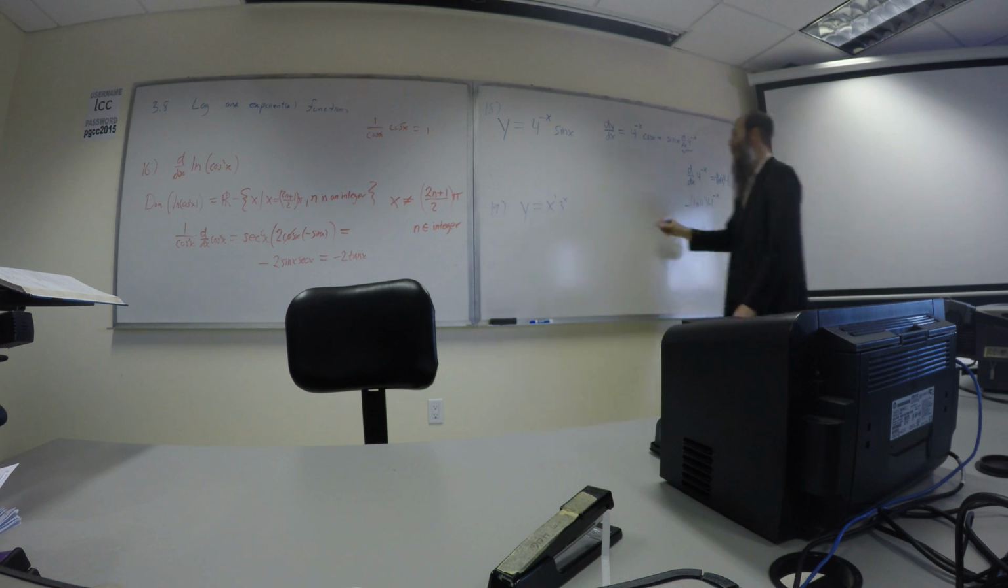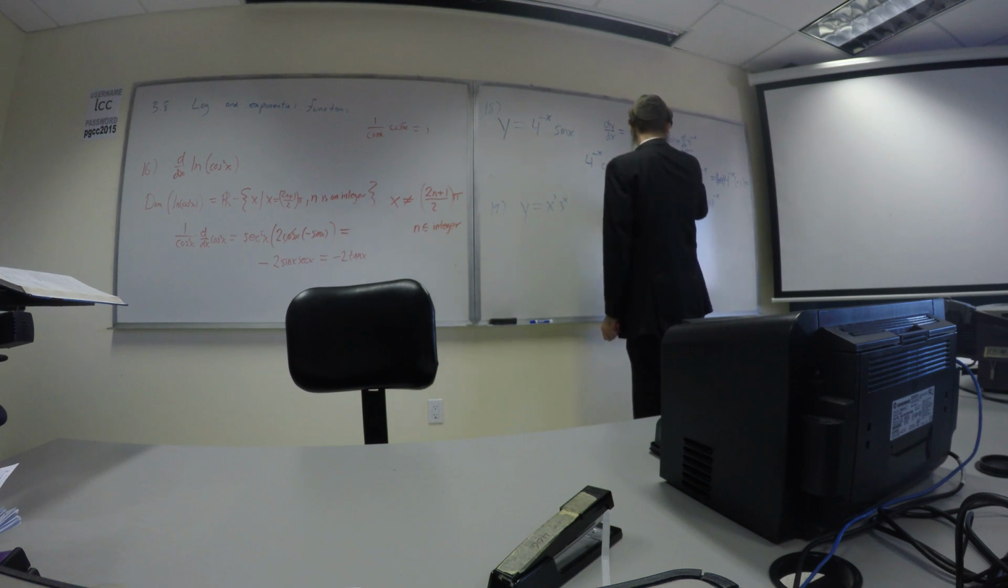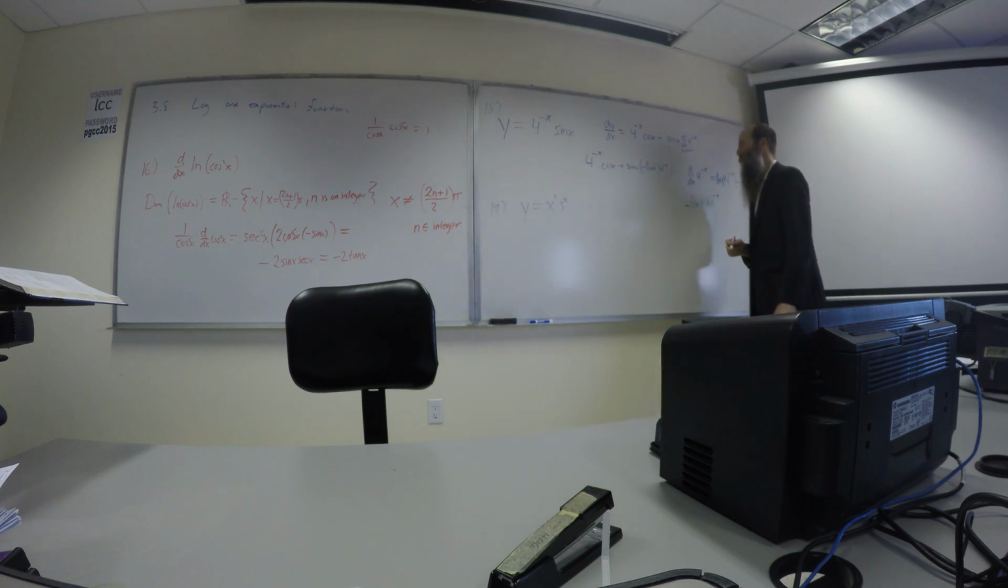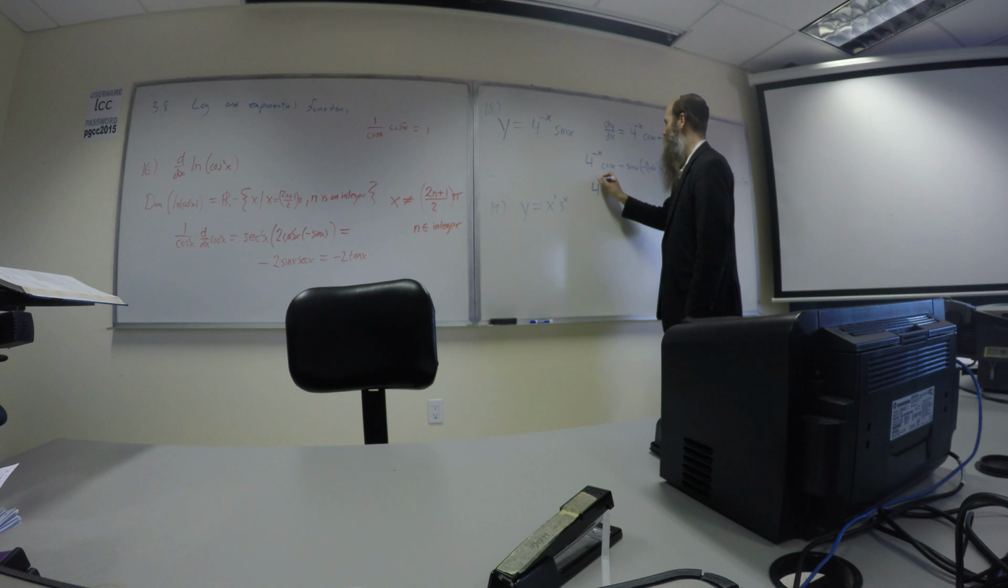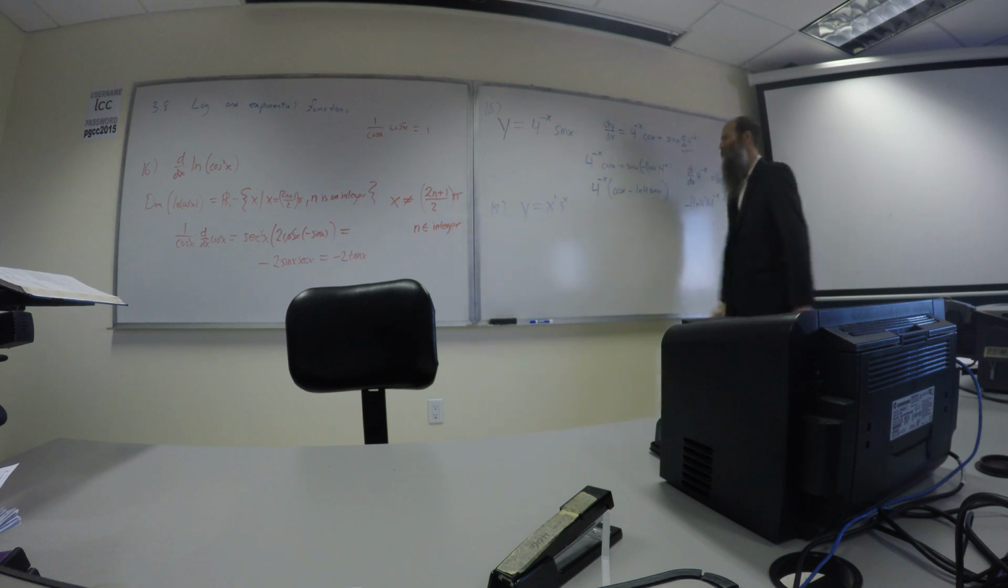Now just put it all together, right? So you have 4 to the negative x cos x plus sine x times negative ln 4 times 4 to the negative x. Both terms have 4 to the negative x, so you should factor that out. So you have 4 to the negative x times (cos x minus natural log of 4 times sine x). There's our derivative, okay?